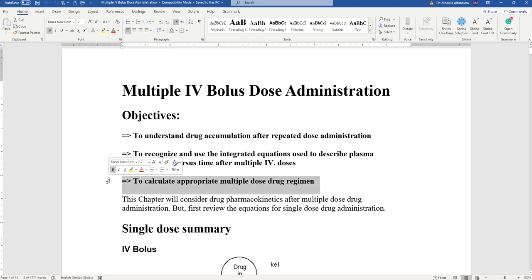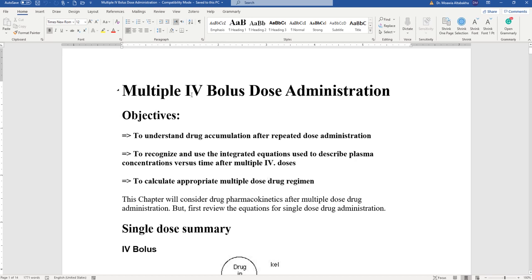Also, and this is very important for you to be able to do, and I explained this in the beginning of the semester, is designing a dosage regimen, how to calculate an appropriate multiple dose drug regimen. Design means you will be able to say, for example, for a drug X, the dose will be 100 milligram every 6 hours.